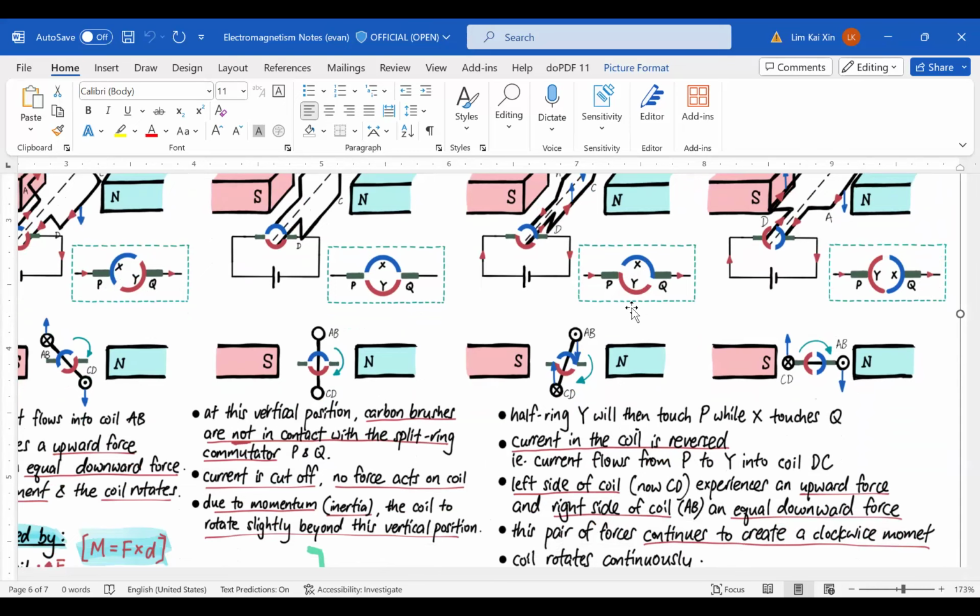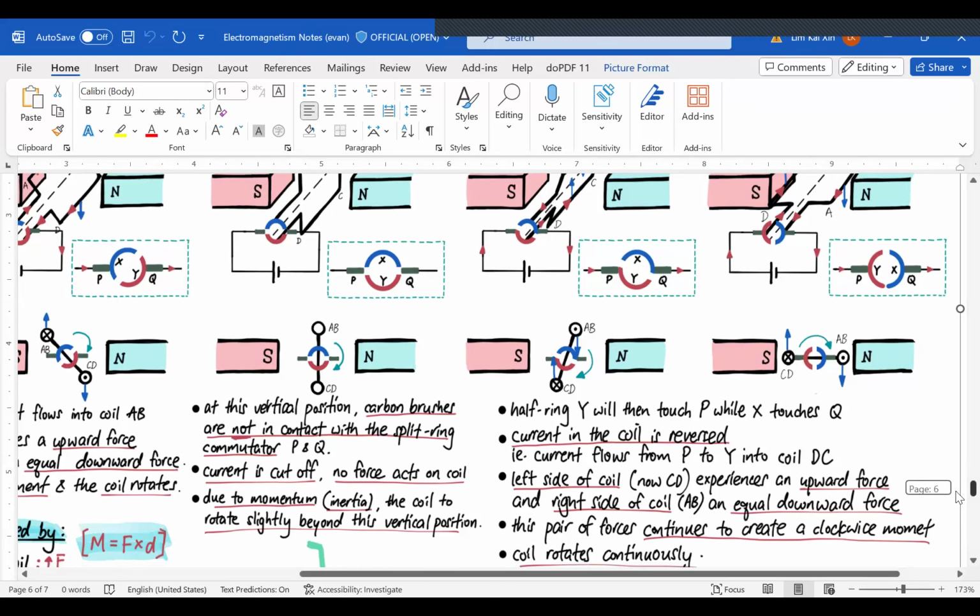Okay, but again, based on Fleming's left-hand rule, the left side of the coil will still experience an upwards force, while the right side of the coil will still continue to experience a downwards force. And again, this pair of forces will cause the coil to rotate in the clockwise direction. Okay, so the coil continues to rotate continuously.